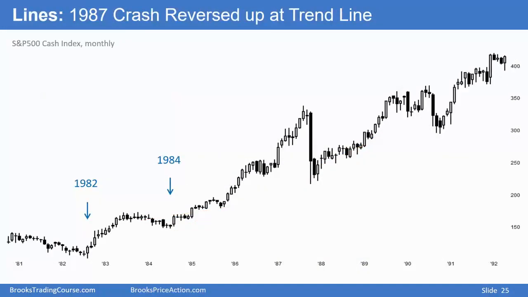I think this chart is particularly interesting. This is the S&P Cash Index, a monthly chart, and this is the 1987 crash. I began trading right before that crash. I'm sure very few of you were trading at that time. The news made it sound like it was a recurrence of the 1929 crash and the start of a depression. But what happened? We got a micro double bottom and then a bull trend.